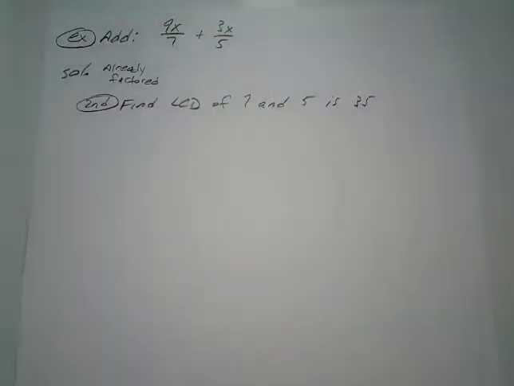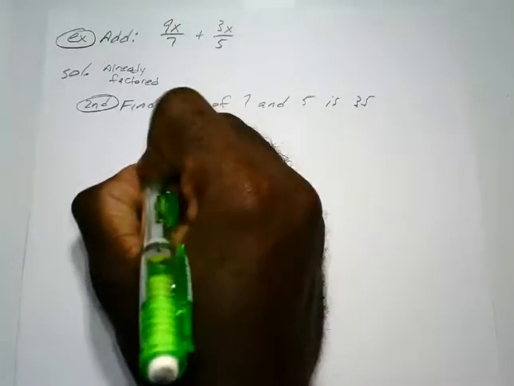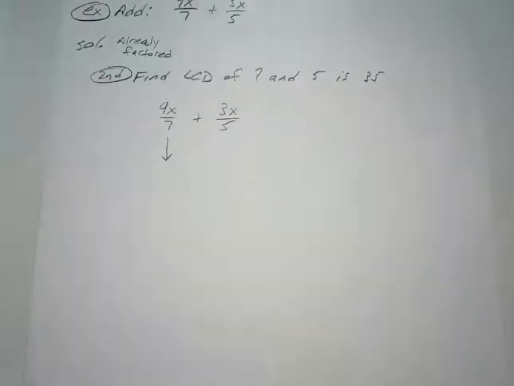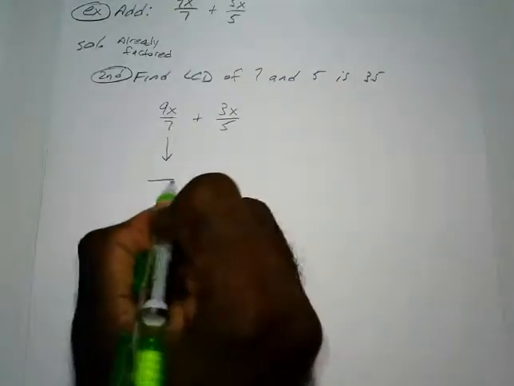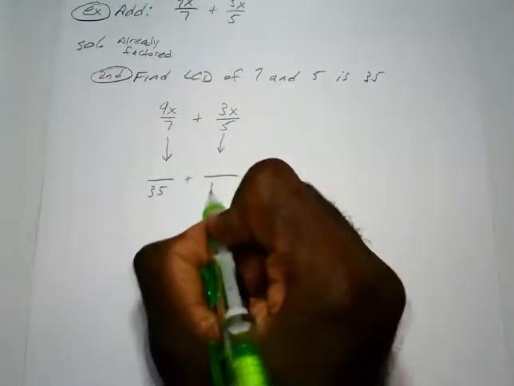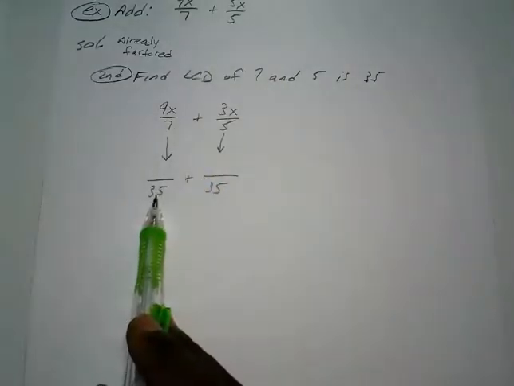Okay, that's the smallest multiple that they have in common. If you count by 7, 7, 14, 21, 28, 35, that's the first time you have a value that's a multiple of 5. So that's your least common denominator. So that means our 9x over 7 plus 3x over 5, we want to somehow change into something over 35 plus something over 35. So we want to get both of those denominators to equal their least common multiple of 35.